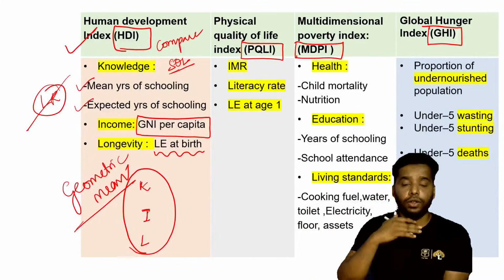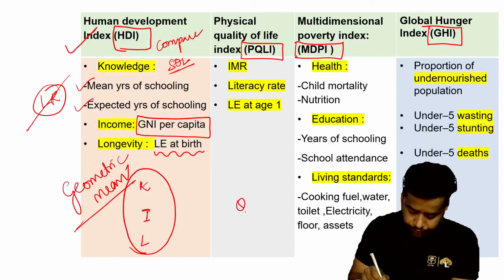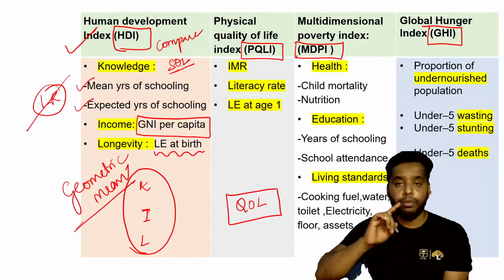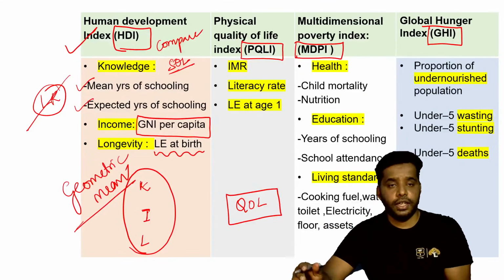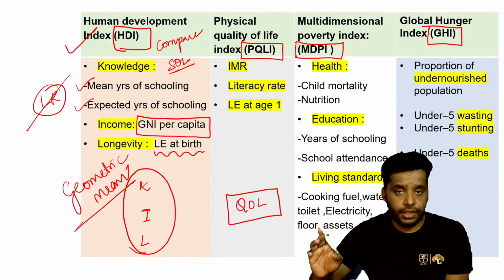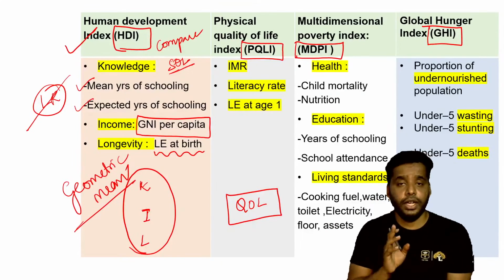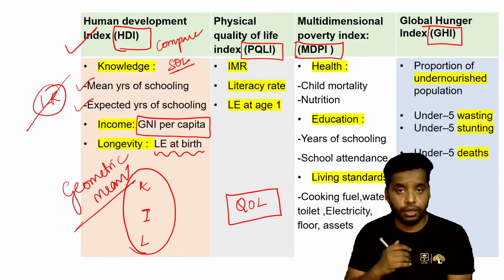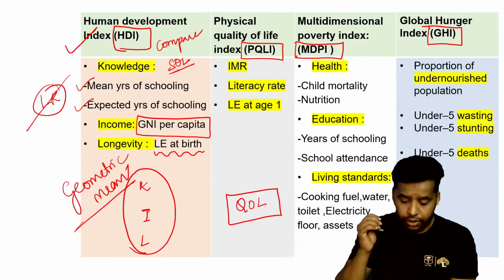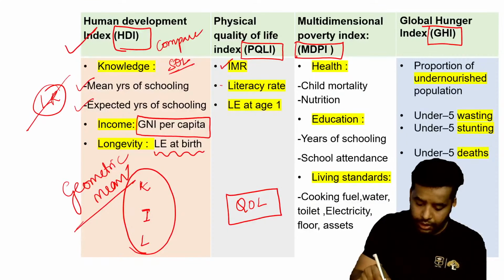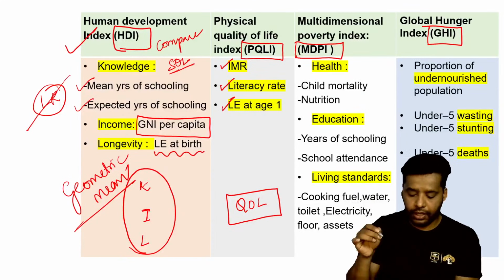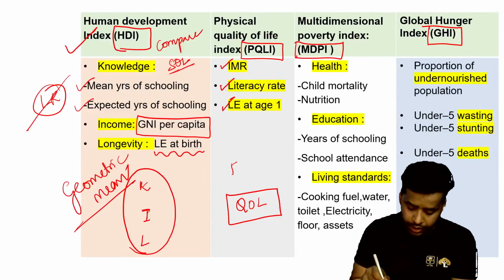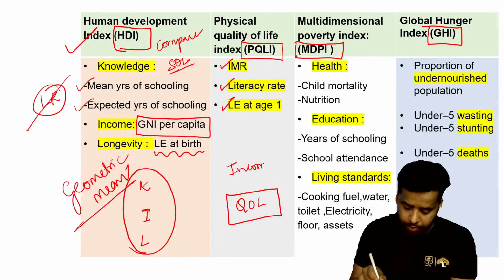What is used to compare quality of life? Your answer should be PQLI. Don't make a mistake. Standard of living considers income. Income is included in HDI. Quality of life will not consider income. It is subjective well-being that you are checking. So in this, it is IMR, literacy rate, and life expectancy at age 1. Income is not considered. Keep this in mind. Income is not included in PQLI.